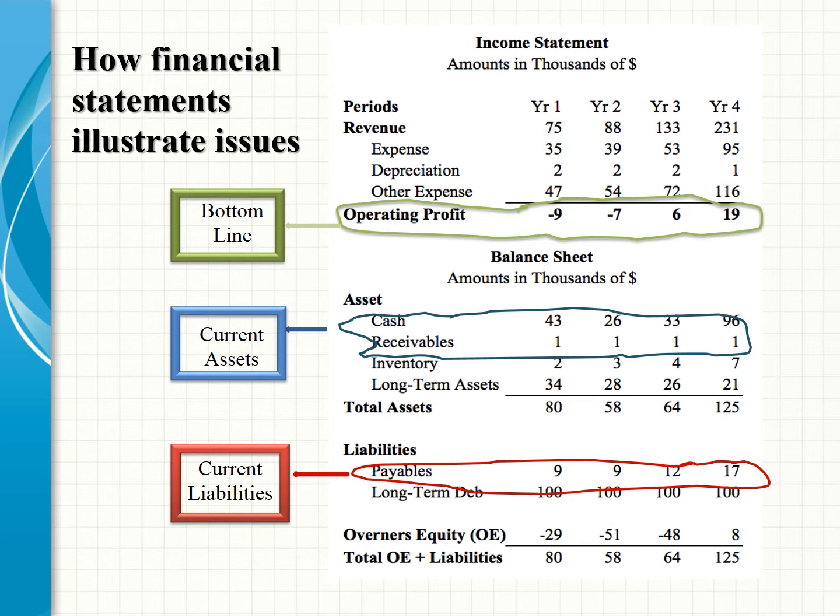In year 4, current assets total $97,000, $96,000 cash and $1,000 receivables, and liabilities totaling $17,000, which is the payables. Subtracting liabilities from assets leaves a balance of $80,000. This means the business is liquid because after paying off its payables, it still has $80,000 cash in the bank. Please remember, current assets minus current liabilities equals net liquidity. If current assets are more than current liabilities, the business is liquid. If current assets are less than current liabilities, then the business is illiquid.